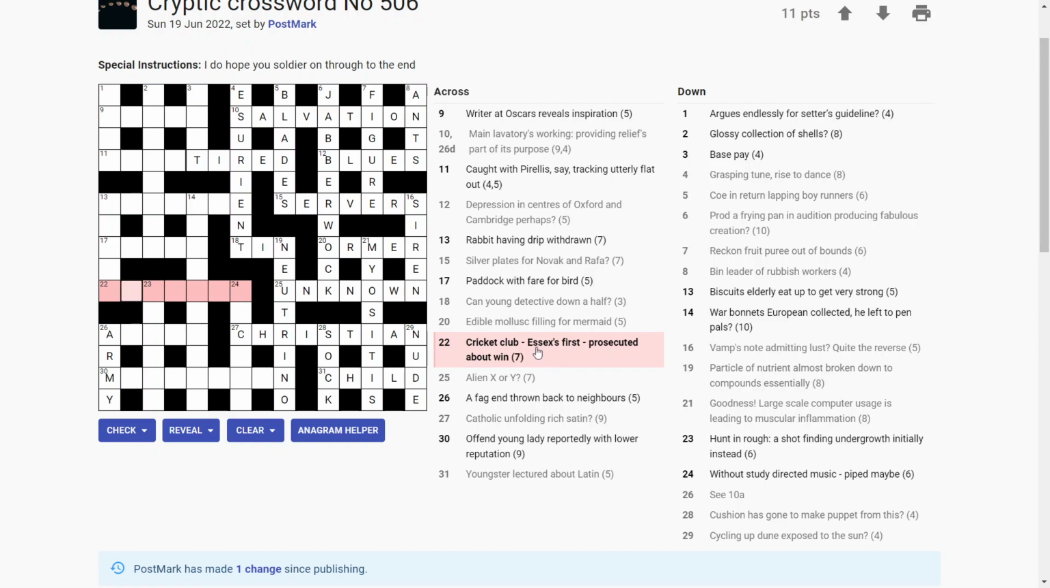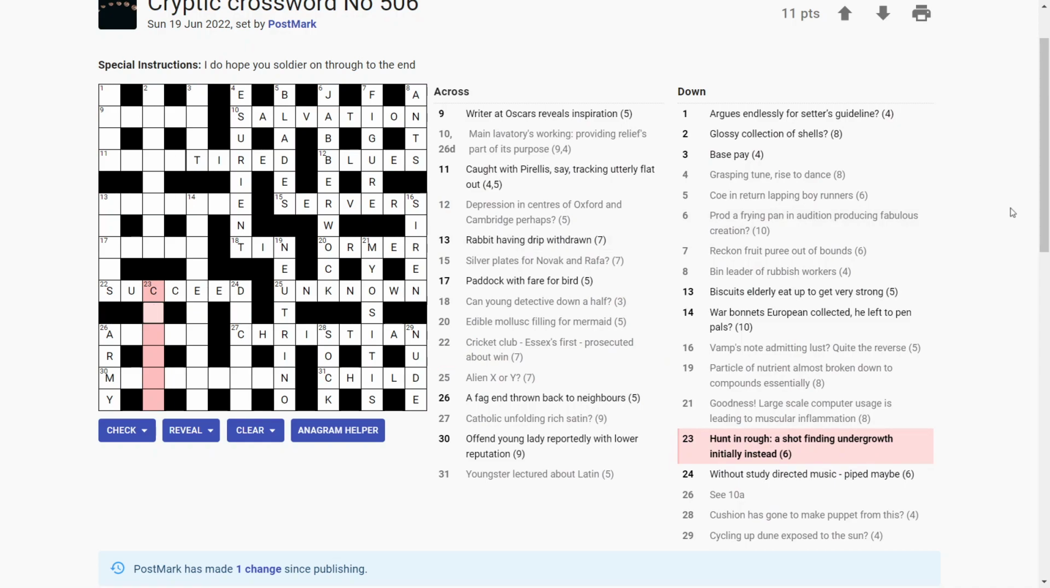Cricket club. Essex is first, that's E. Prosecuted about win. Cricket club. CC is the abbreviation for cricket club. Essex is first, must be E. So that's CCE. Prosecuted about. So we probably want a word for prosecuted and then put CCE in it. And we get win. CCE. Succeed. Write that in and have a look. Sued. Yes, so it's sued. So we've got C, cricket club, E, Essex is first, and then around that we've got sued, and we get succeed, which is win, which is what I'm not doing here.